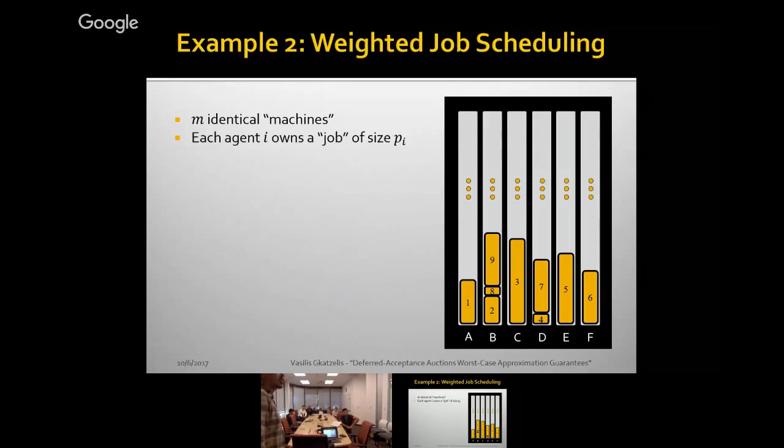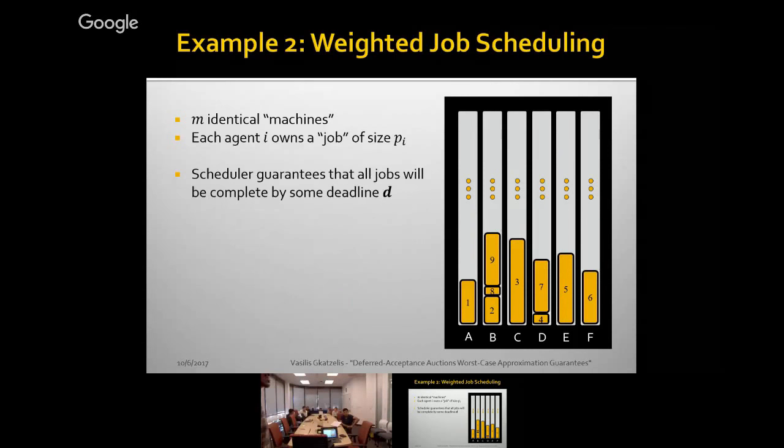So we have M identical machines. Let's say A, B, C, D, E, and F, these white columns are the machines. And each agent now owns a job. Of course, this is abstract. The machine could be an actual server and the job an actual job, but it could also be tasks you're assigning to people or anything. The size of agent i's job is p sub i. And the scheduler guarantees that all jobs will complete by some deadline D. Think of a cloud computing setting where I own these servers. I'm saying by the end of the day, you'll all be scheduled.